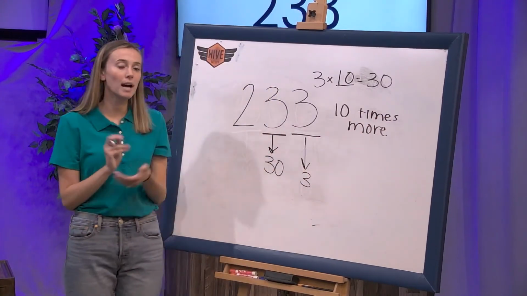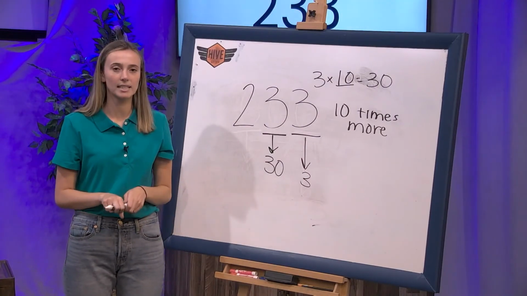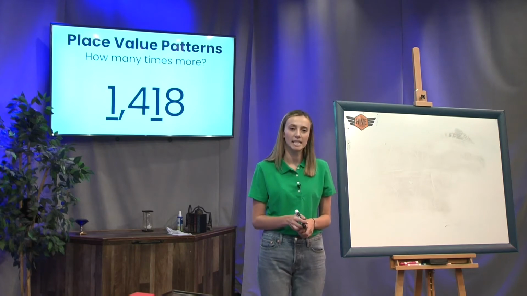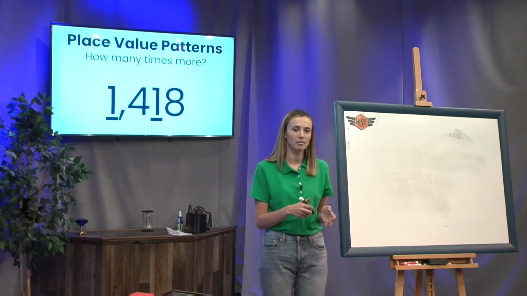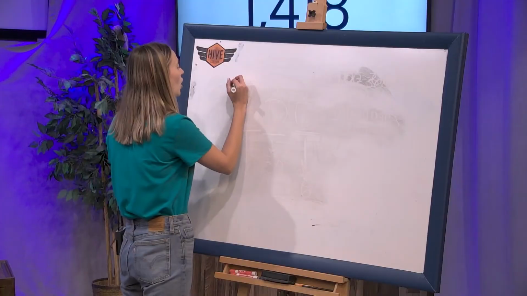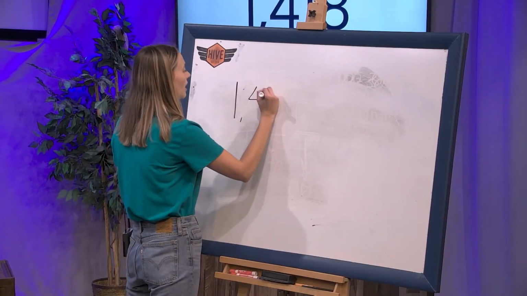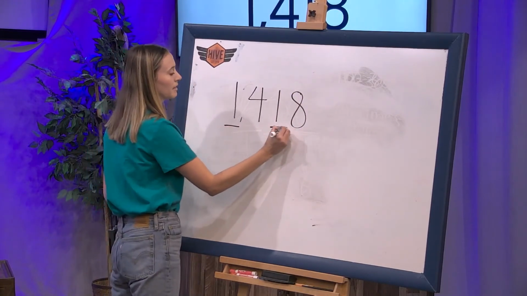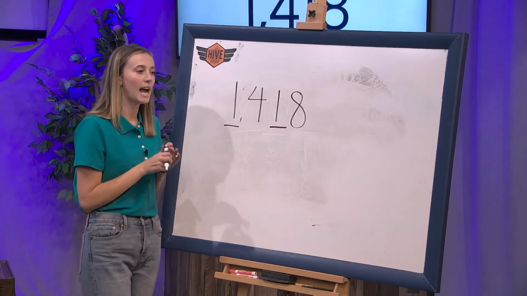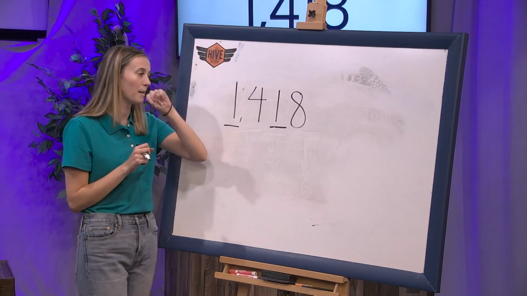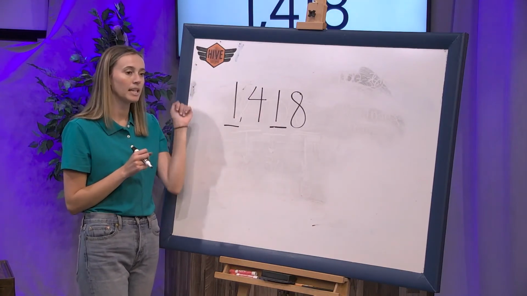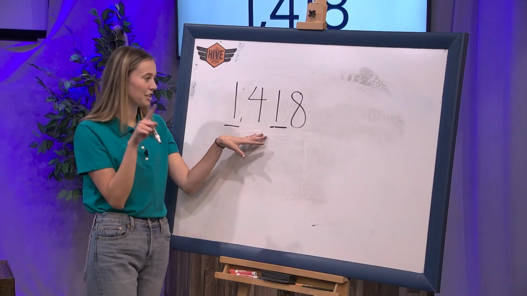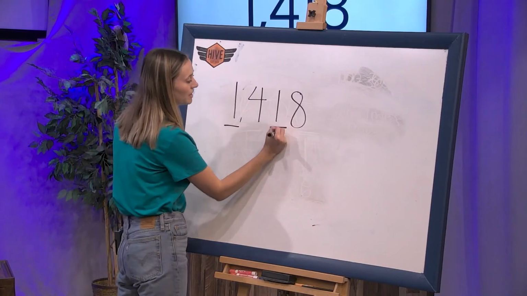Okay, we have 2 more practices left, so let's slide to the next practice. Okay, our next number is 1,418. So let's go ahead and write that number down. So we have 1,418. And let's underline the 1s, because those are the numbers we're going to find. How many times more? Okay, so remember, we wrote it down. Now our next step is what? Find the value, right? So let's find the value of this one.